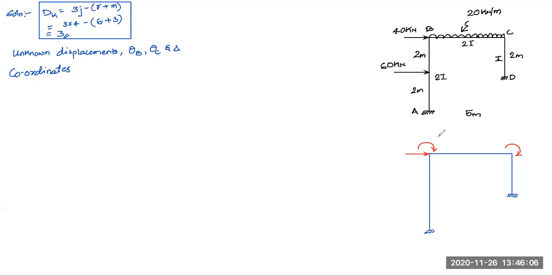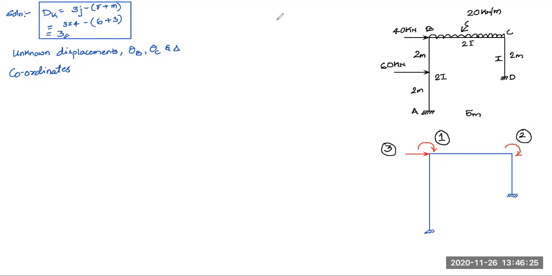This is coordinate number 1 at B. They are usually numbered in circles. Coordinate 2 at C, and coordinate 3 again at B, but in the horizontal direction. These are the three coordinates that I have.